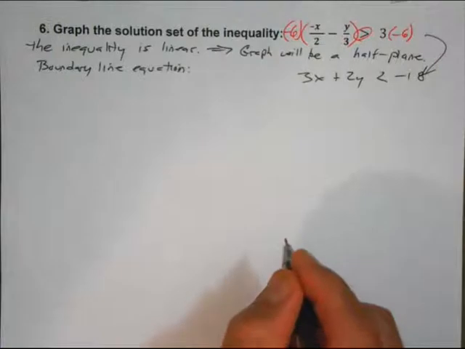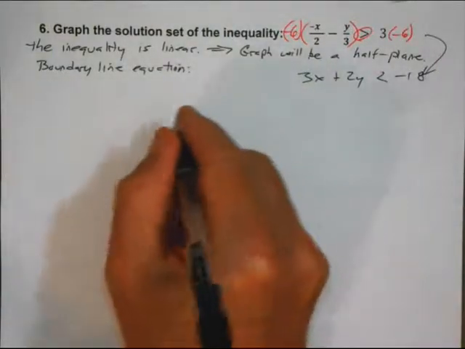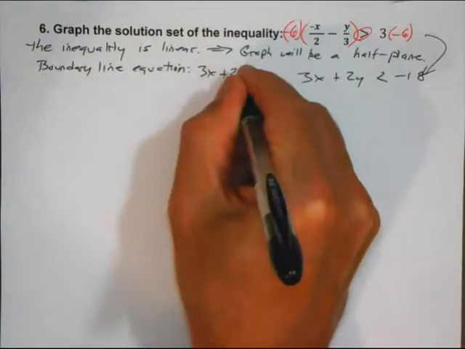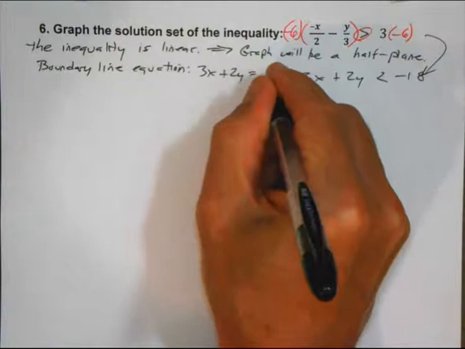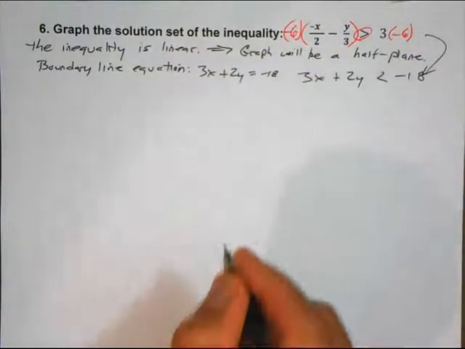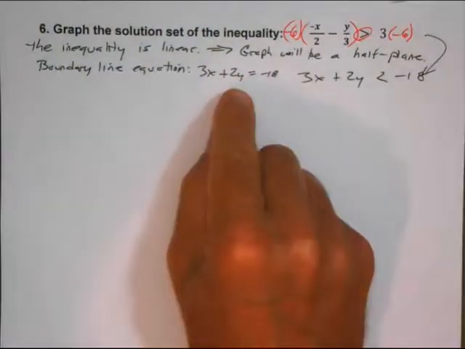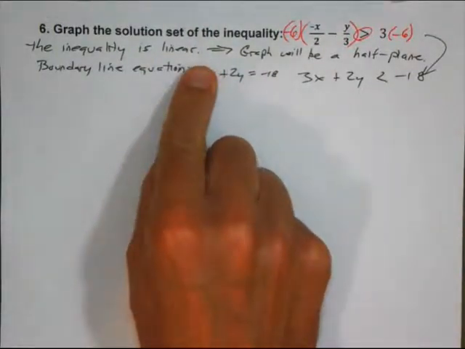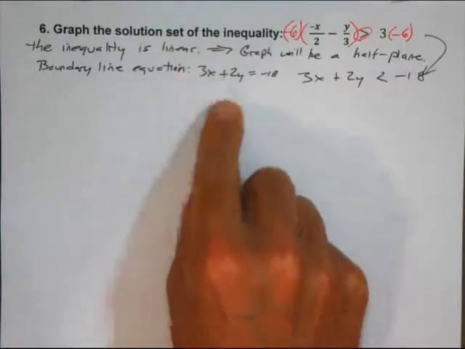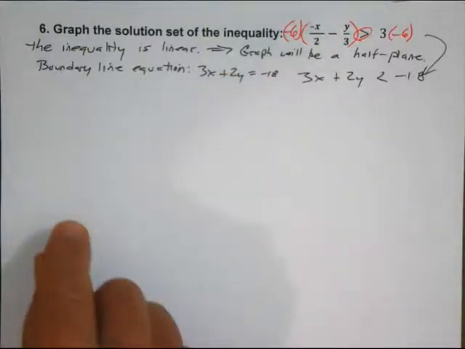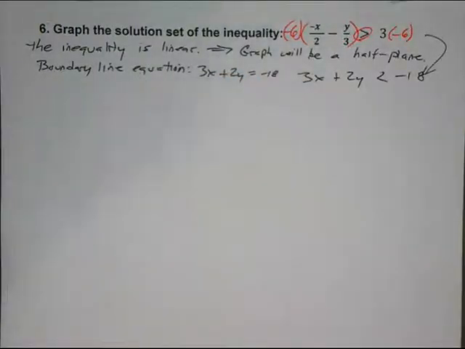Okay, so we've done that. Now this means our boundary line equation is 3x plus 2y equaling -18. Alright, in planning for this, if we were to have x be 0, y would be -9. If y is 0, x is -6. Okay, we can make a lot of room in the third quadrant and get this graph going.